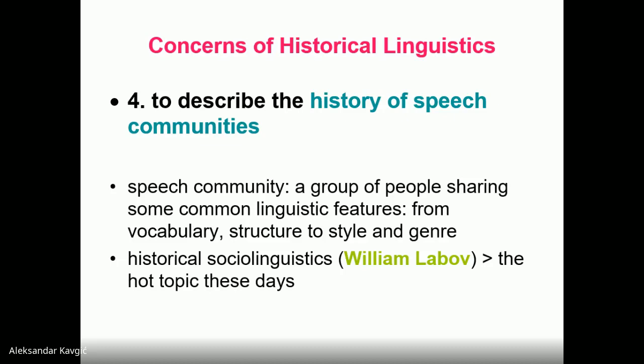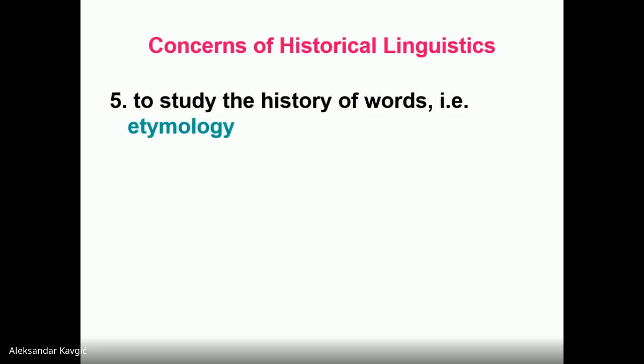There's actually also a fifth concern of historical linguistics, but only in the obligatory reading, which I mentioned that you have on the website. So that's Campbell's Historical Linguistics book. Most people consider that this is a separate branch of linguistics. So this fifth concern of historical linguistics is etymology. Etymology nowadays is considered to be a separate branch. Originally, it was part of historical linguistics.